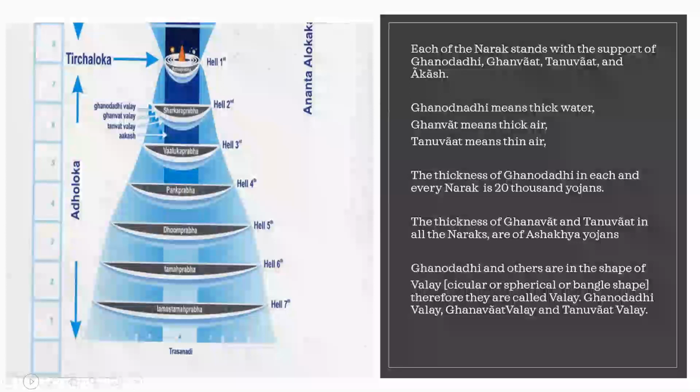Now the shape of all this Ghanodadhi, Ghanvat, Tanvat is circular. It's in the form of a Valai. Therefore, they are also known as Ghanodadhi Valai, Ghanvat Valai, Tanvat Valai, and then Akash.